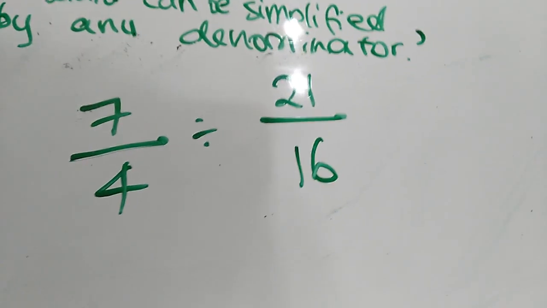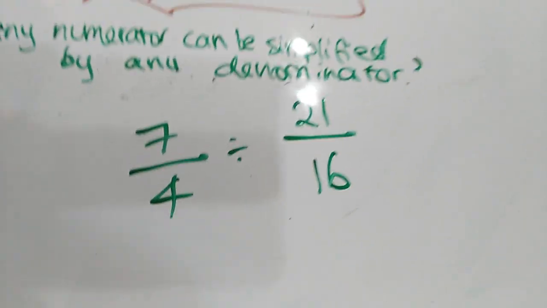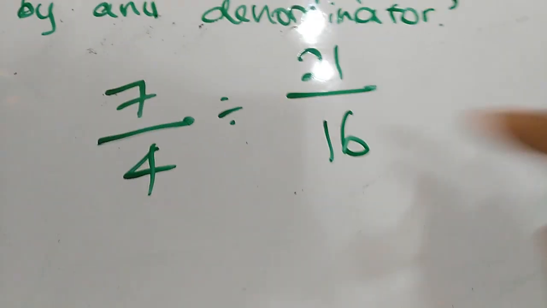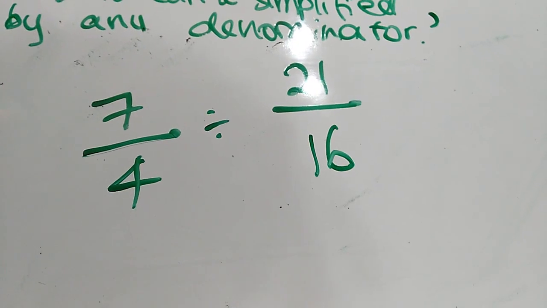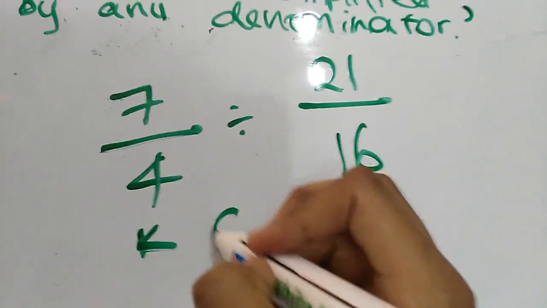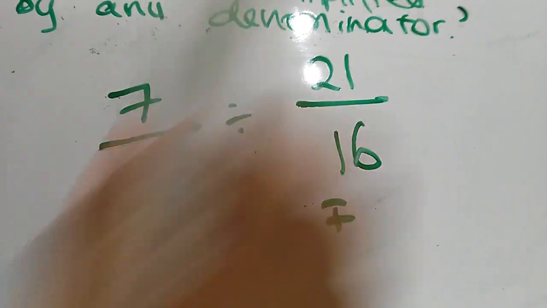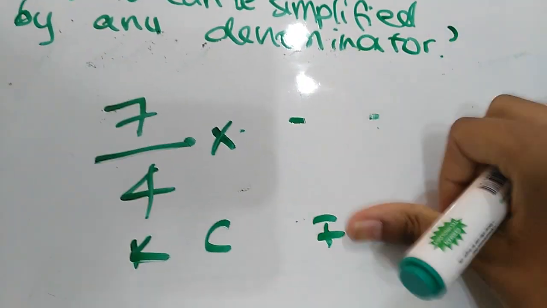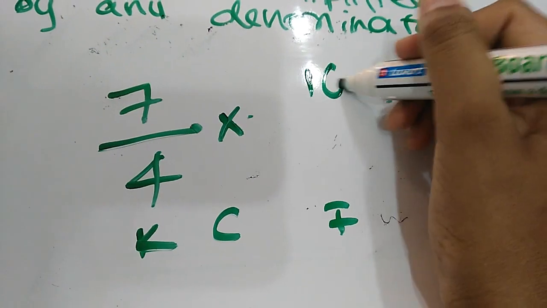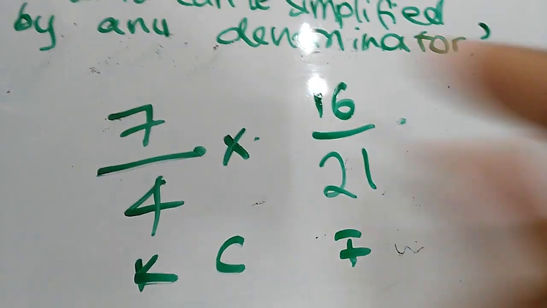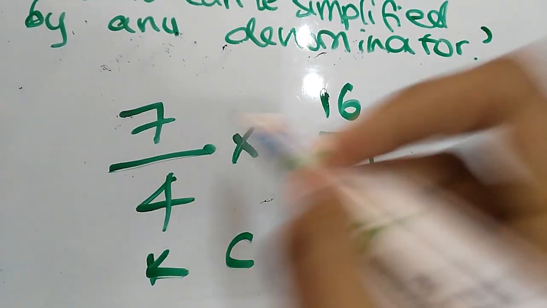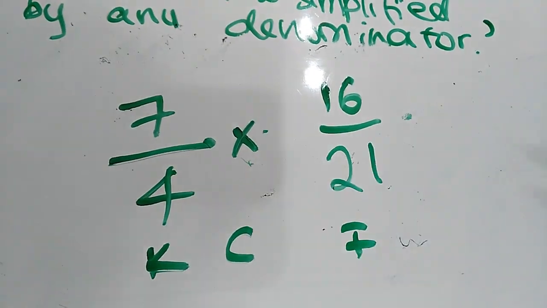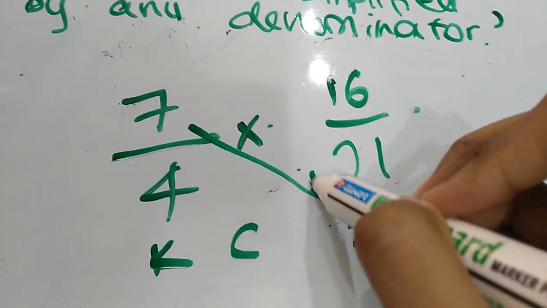In the following equation, I can look for both parallels and diagonals because the sign is a division. So I use the GCSE method. I keep this fraction, I change this symbol, and I flip this fraction. So it becomes 16/21. Now I look for diagonals because I have to reach the multiplication stage to look for diagonals.